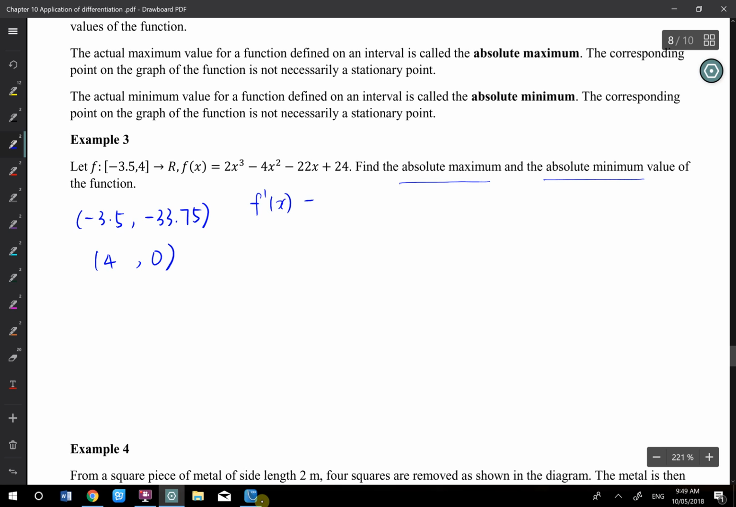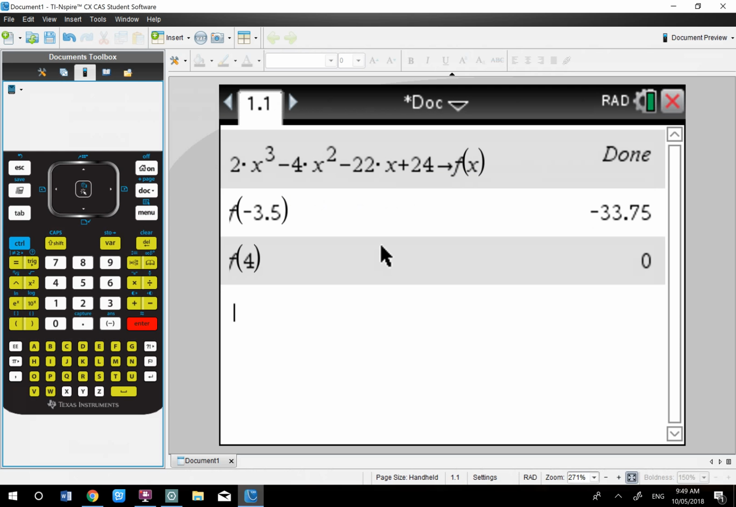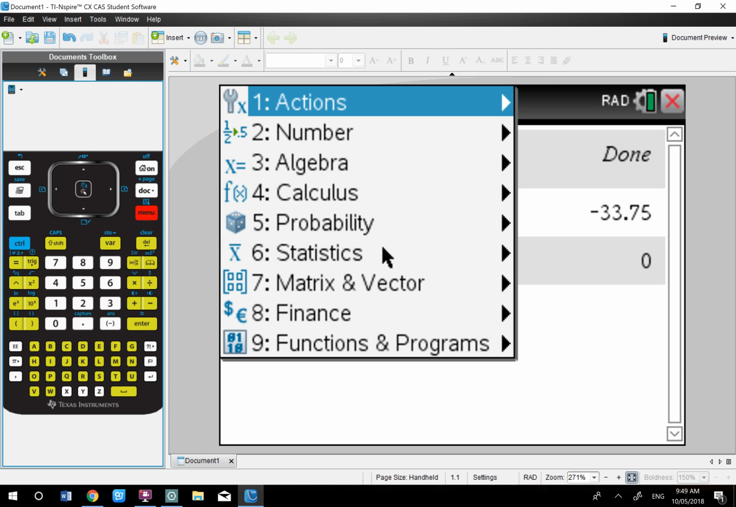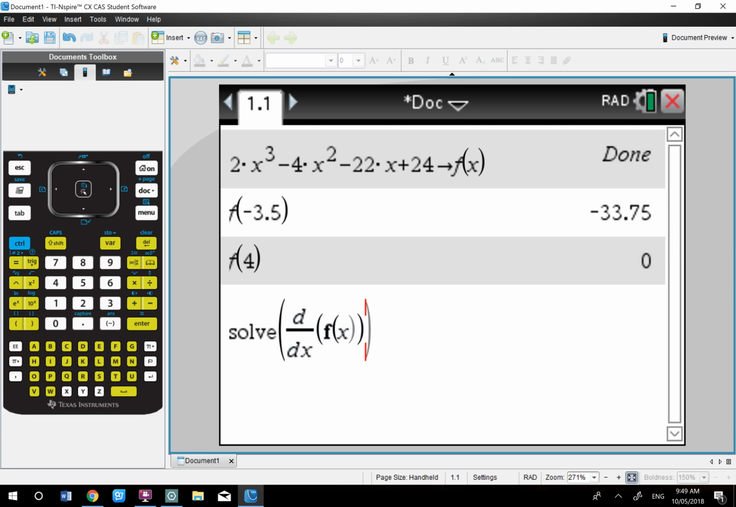And I will set f dash x equal to 0 to solve for stationary points. A quick way to do this is Menu 3.1 to directly solve. Shift minus gives you the derivative sign: d/dx of f(x) equals 0, comma x. I'd rather derive it first and put it into the equation in one line: derivative equals 0, solve for x.